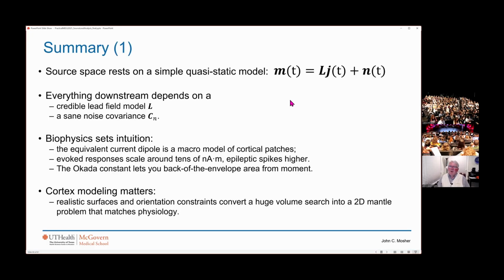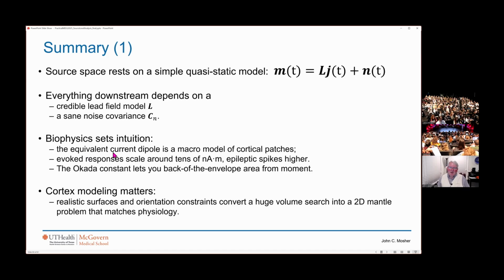So in summary, it all rests on this basic, simple, quasi-static model. I put the time dependency here again. We have these sources coming through what's called a lead field model that converts amp-meters to Tesla or volts, and you have this ever-present noise. Everything downstream depends on whether or not you have a credible lead field model for how this is translating, and some sort of sane noise covariance. You really need to get noise covariance done nicely.